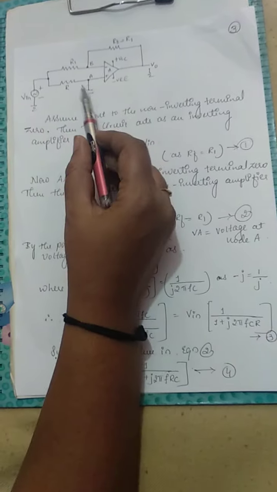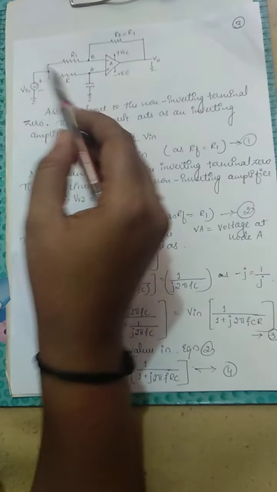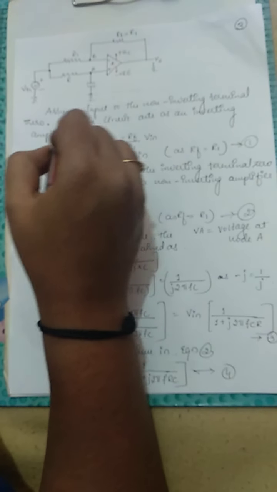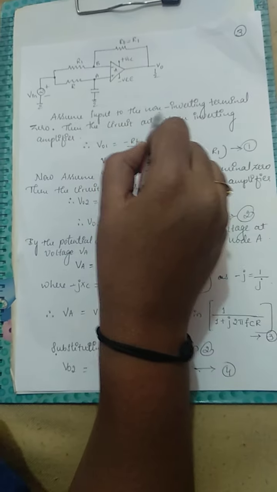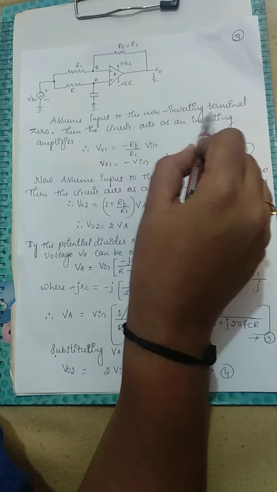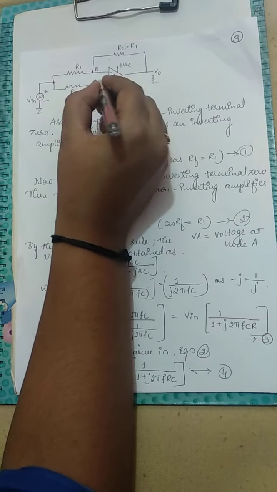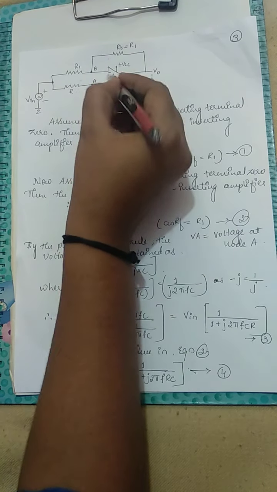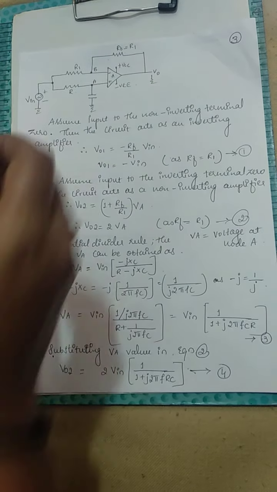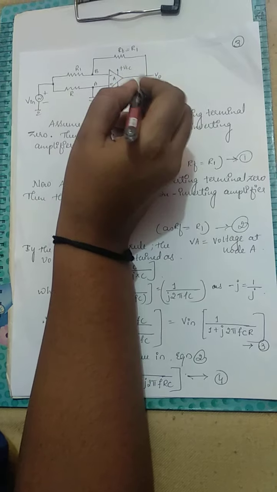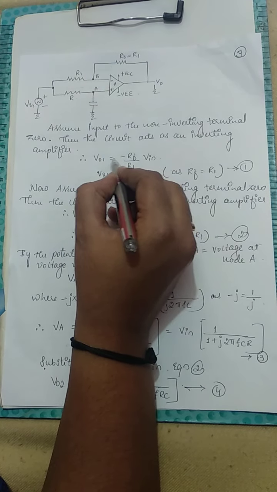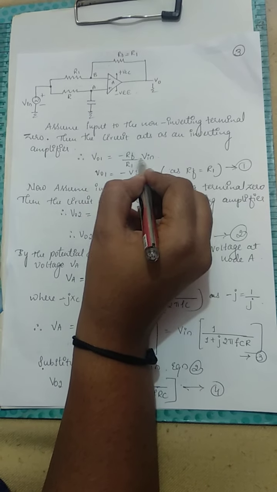So this is an all pass filter circuit. In the first case, we have to assume the input to the non-inverting terminal is 0. So it means the supply is given to the inverting terminal. So let's see, V01 is equal to minus RF by R1 into Vin.